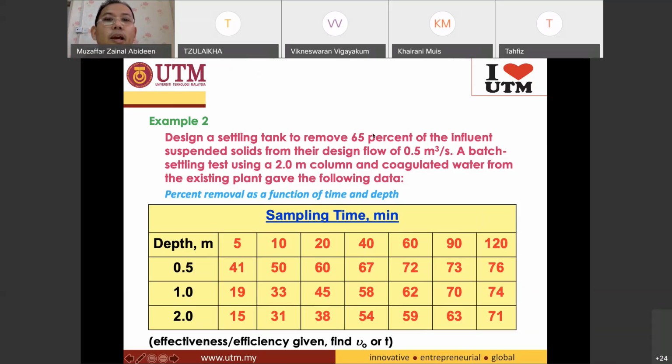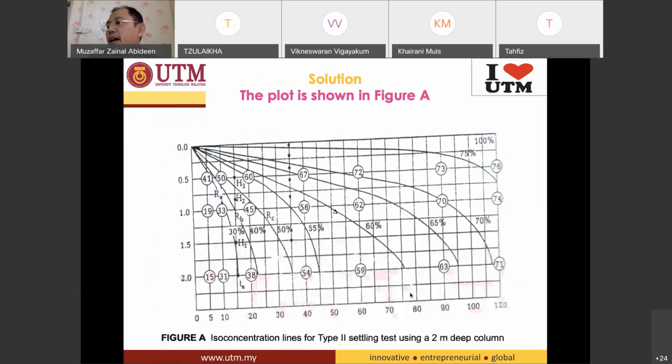We have already been given the data, which is so easy. So as usual, we need to plot a graph. You have already got your graph there. It is in your notes. I'm not sure which page that is. What page is that? 57. Yeah, that's right. Okay, so 57.